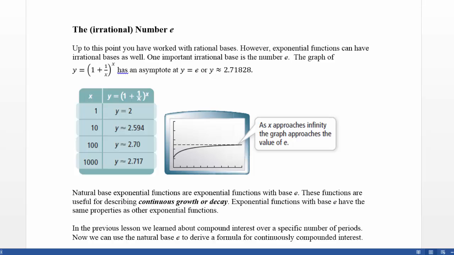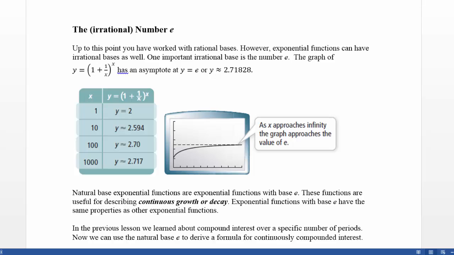e is used in a lot of science and business calculations when we want to get a continuous growth or decay value. And so we tend to call e a natural base whenever we use it in exponential functions. And so this is going to be our next part that we're going to work with exponentially.